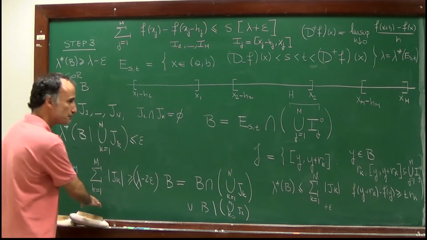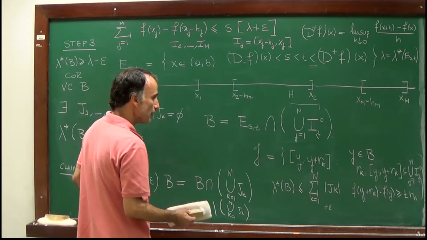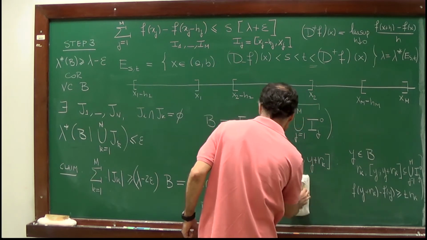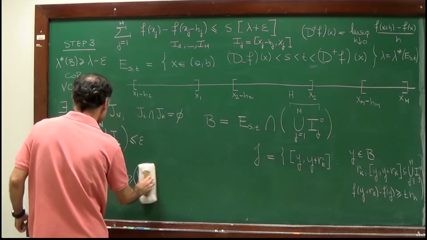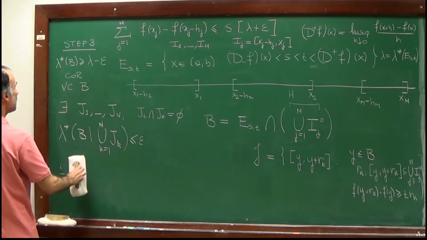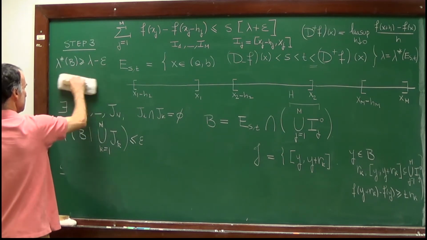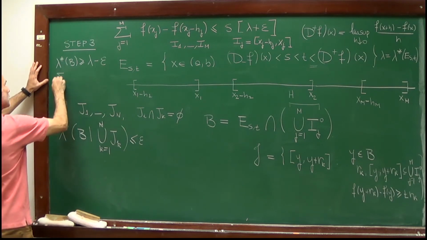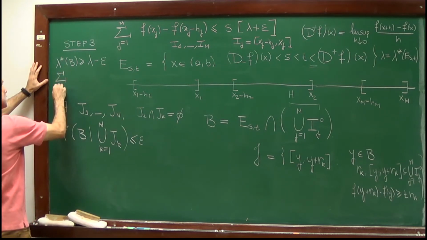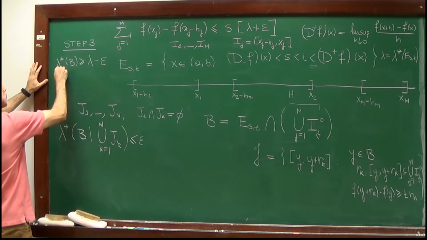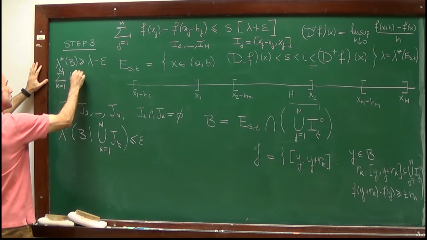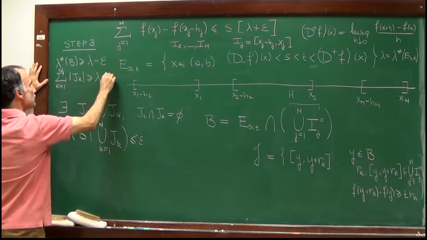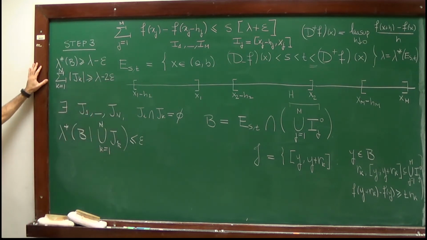So let me erase what I just proved. Just keep the final result somewhere. So here we just show that if I take the union of all these intervals, gk, the total length is larger than lambda minus 2 epsilon. That will be needed later.